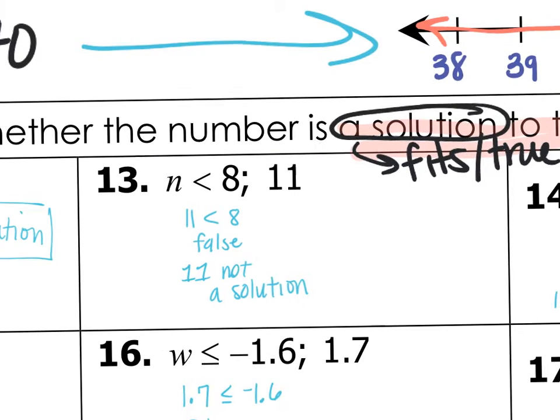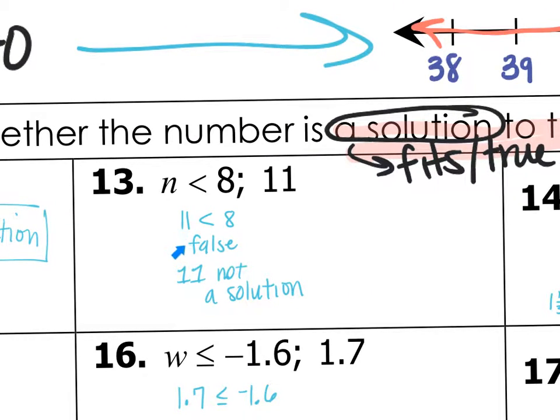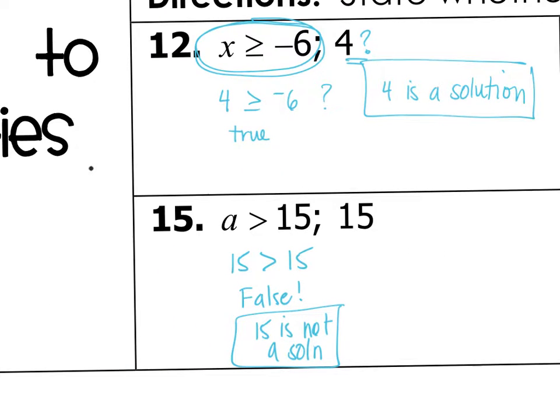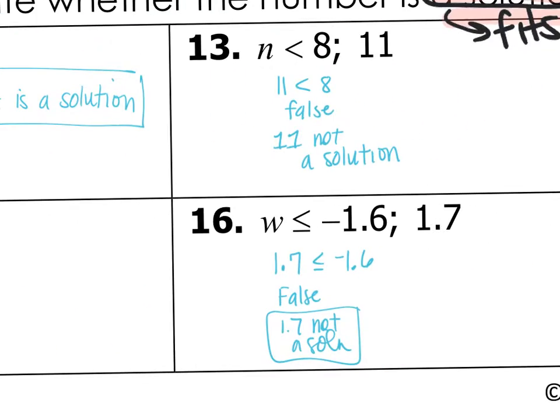So here we go. For number 13, 11 is less than 8. That is false, so 11 is not a solution. 14, 4/3 is less than or equal to 2. 4/3 is 1 1/3. That is definitely smaller than or equal to 2, so that is true. 4/3 is a solution. 15 is greater than 15. That is false. 15 is not bigger than itself. Now, if it would have said 15 is greater than or equal to, then it would have been true, but it didn't. So that is false. 15 is not a solution.